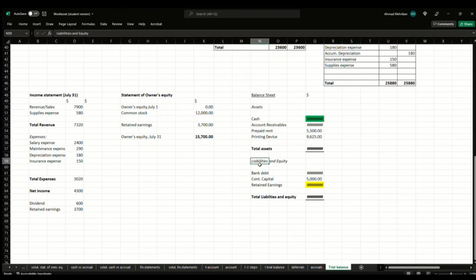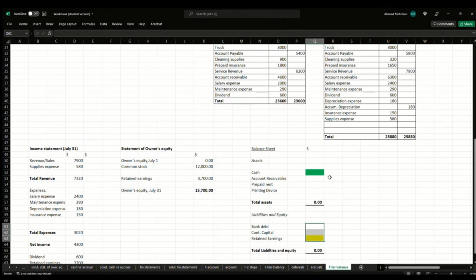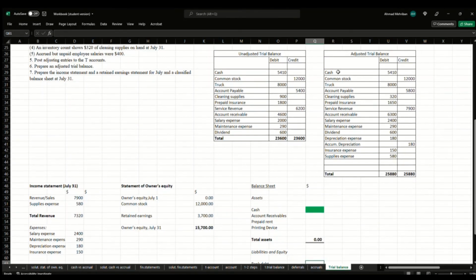First we have assets, later we will look at the liabilities and equity. I don't want to mess up the formula, so I'll just remove this part instead. Now the cash information is right here. We don't need the colors at all. 5,410, that's our cash amount. Account receivable, somewhere here, 6,300. We didn't have prepaid rent, but we had prepaid insurance, so we can actually write that.